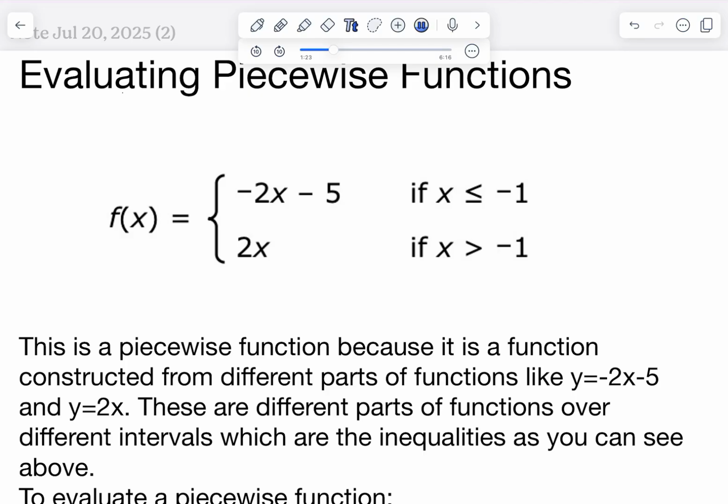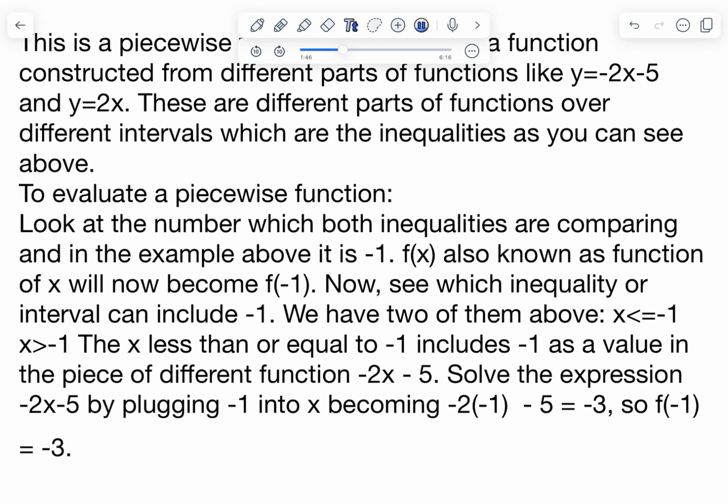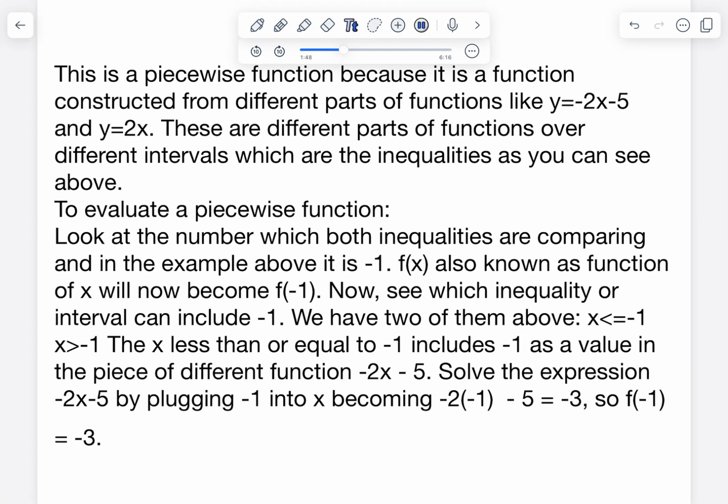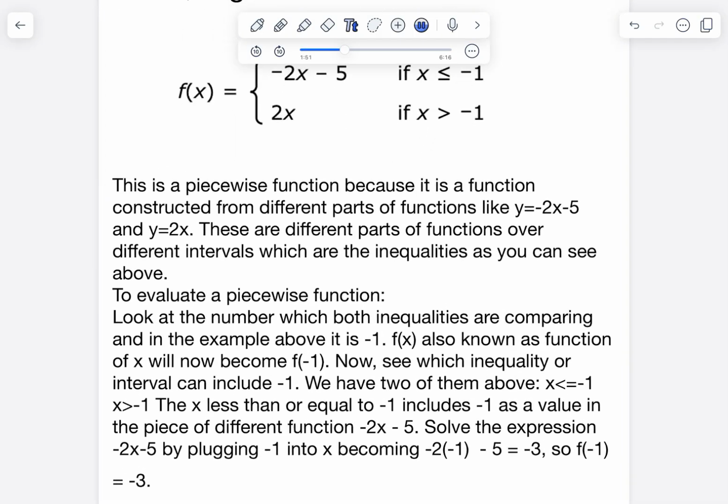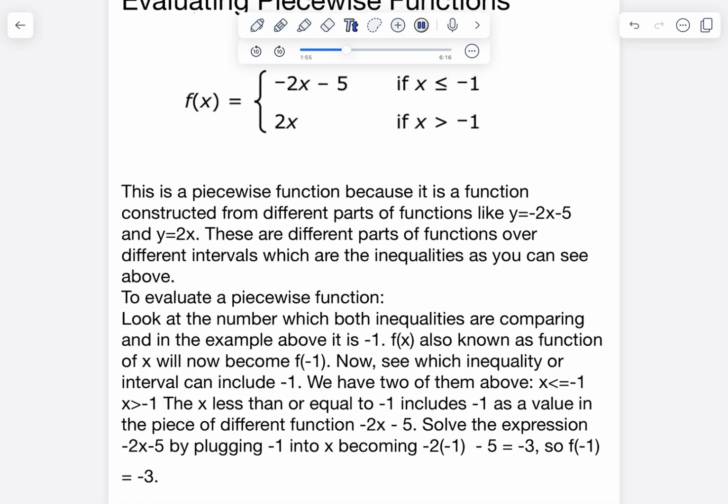These are different parts of function. These are different parts of functions over different intervals, which are the inequalities as you can see above. To evaluate a piecewise function, look at the number which both inequalities are comparing. So here you can see it's negative 1, right?